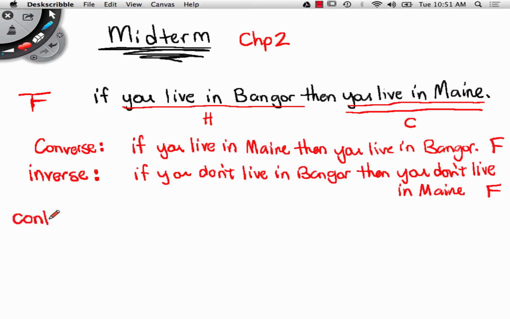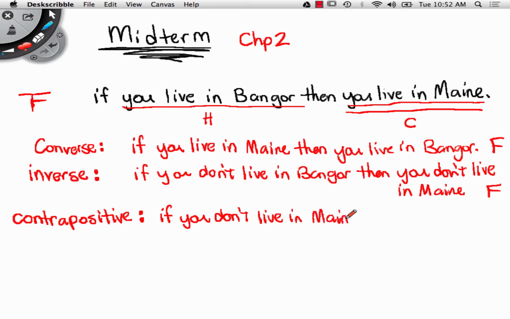Does anybody remember what the last one is called? Contrapositive. You got it. Now, how is the contrapositive different from the inverse? You switch them and make them negative. So go ahead, Jasmine, tell me what the contrapositive is going to say. If you don't live in Maine, then you don't live in Bangor. That's perfect.